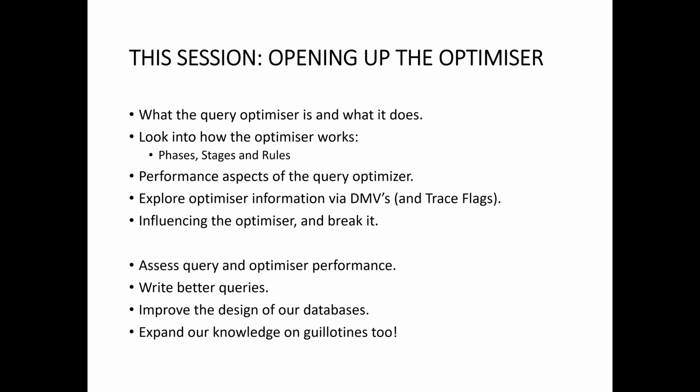So today we're going to look at what the query optimizer is and what it does. We're going to look into how the optimizer works, so that's taking a bit of a dive into optimization phases, stages, and transformation rules. We're going to look along the way at some of the performance aspects of the query optimizer. We're going to explore some of the information that we can extract from the optimizer via dynamic management views and trace flags. And we're going to look at how we can influence the optimizer, and perhaps most interestingly, we're going to try and break it as well.